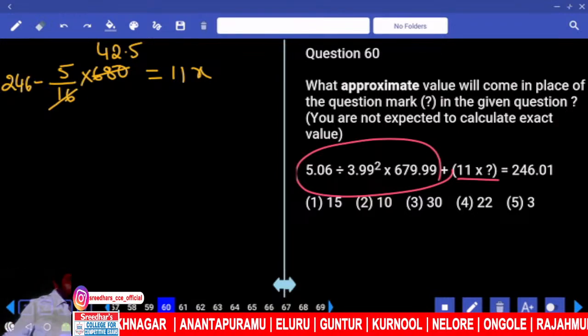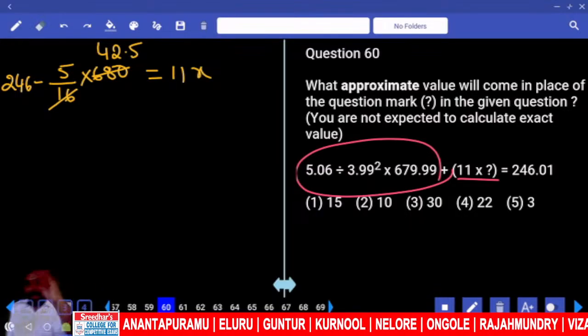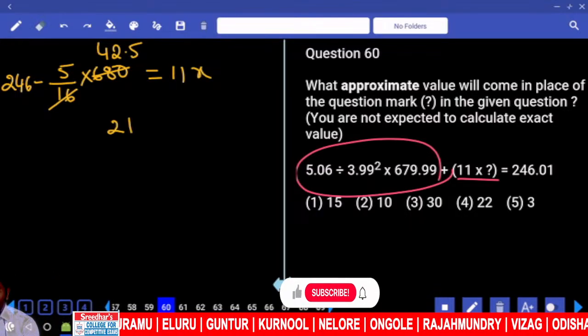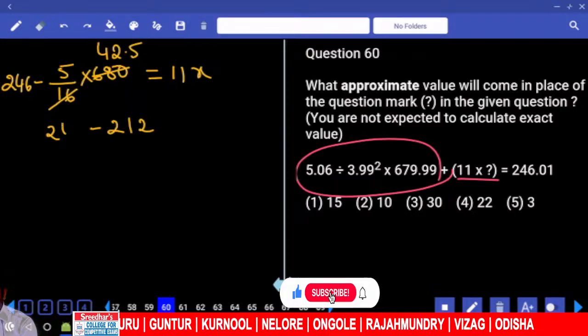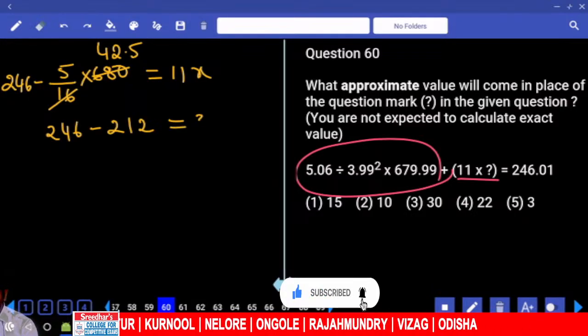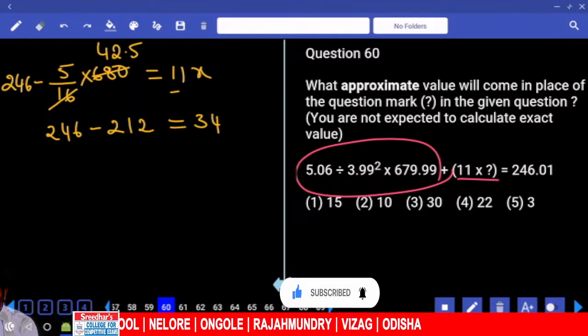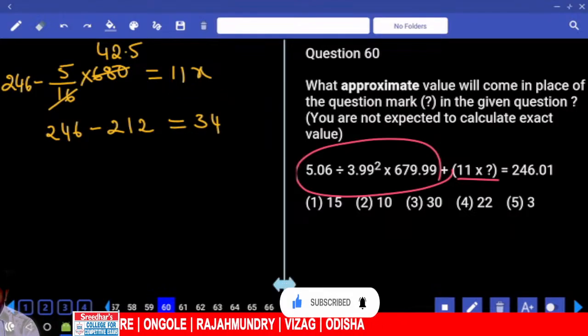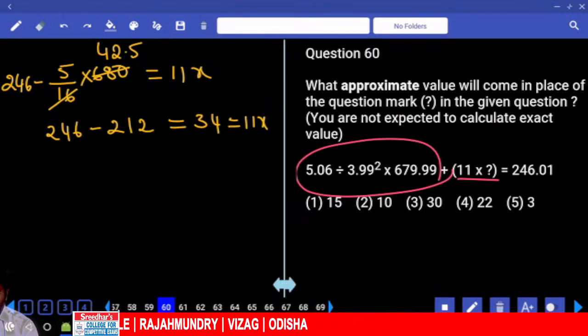Take 10 times and make it half. 10 times 425. Half, 212. Approximation, let's use it. This is equal to 34, which is equal to 11x. Then x is equal to, come on, 3. Fifth option. Is it clear?